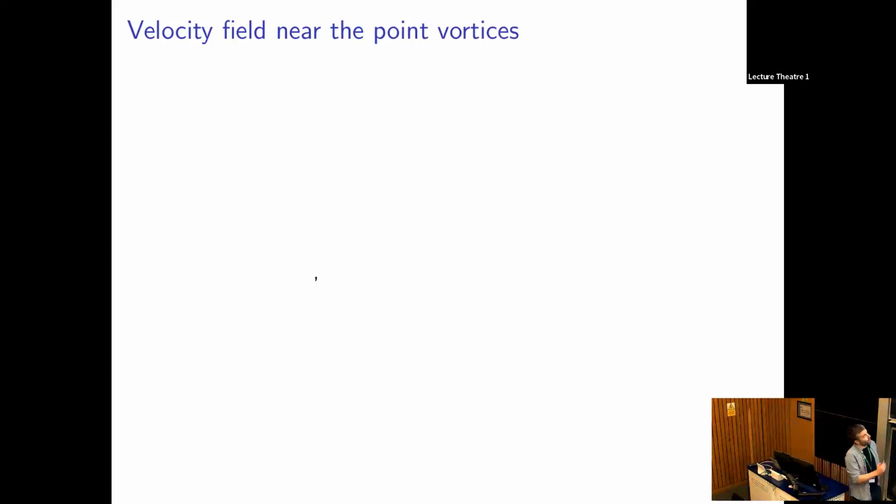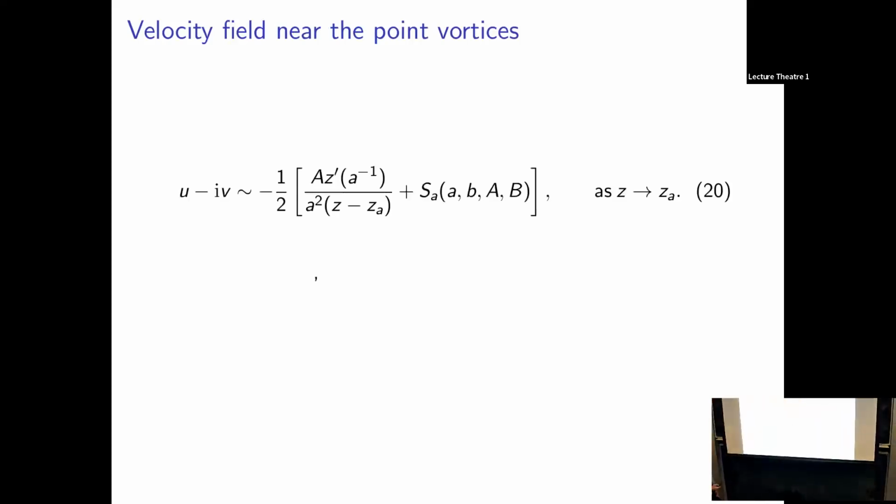And so now we need to look at the velocity field near these point vortices. So you can do a local expansion near the vortices in the Z plane. It's really important you do it in the Z plane now, not the zeta plane. So this is a bit of work here. I haven't had to work too hard so far, but this was a bit of work.